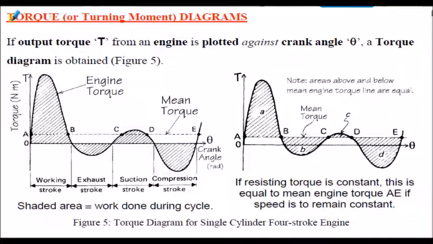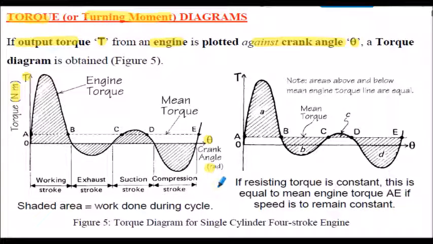I'm showing you here a torque or a turning moment diagram. And what we've got here is an output torque, capital T, on the vertical axis. And it's plotted for an engine against the crank angle theta, and that would usually be in radians, on the horizontal axis. So our torques would be in Newton meters and our crank angle would be in radians there. And I'm trying to show you the four strokes again there, the working stroke, the exhaust stroke, the suction stroke and the compression stroke.